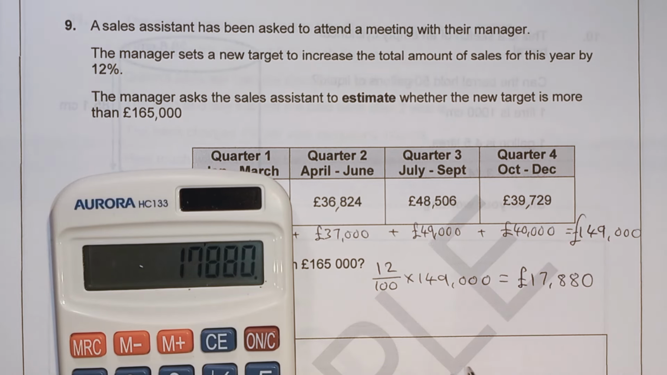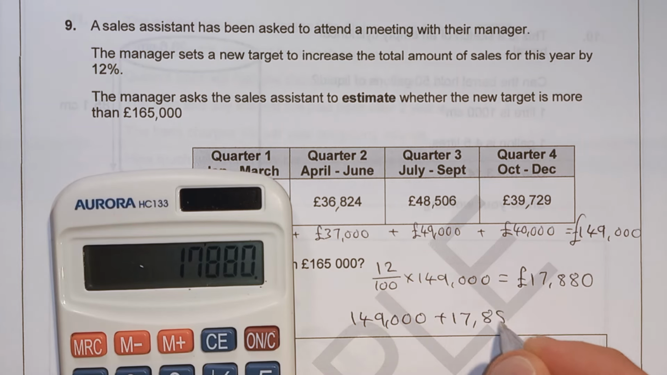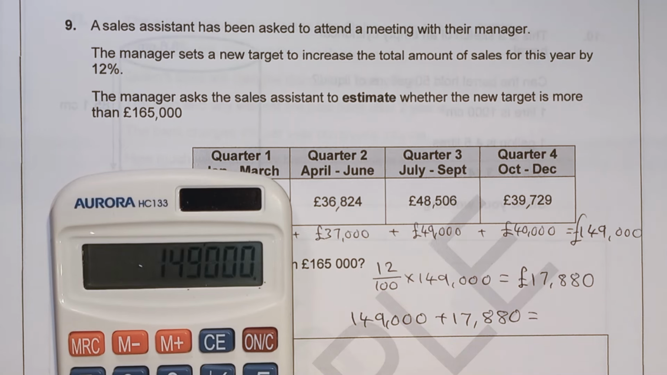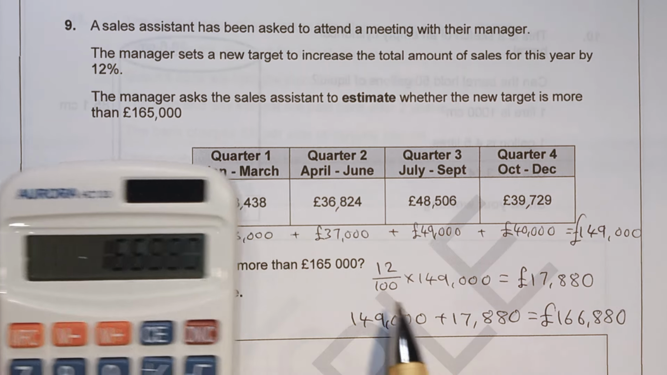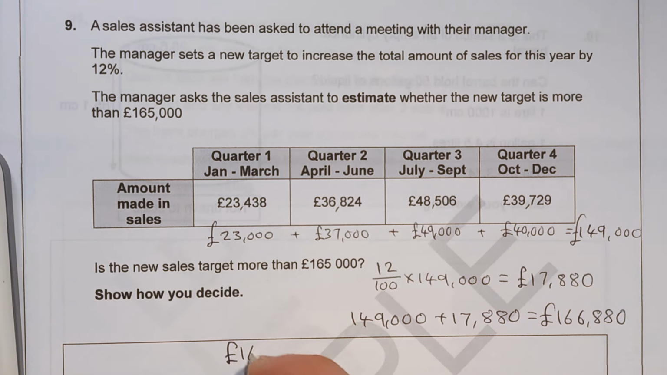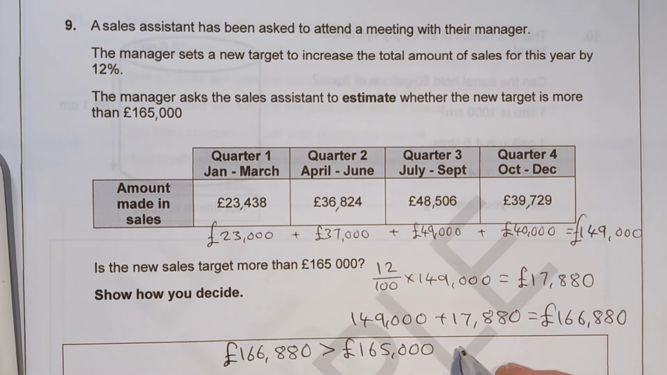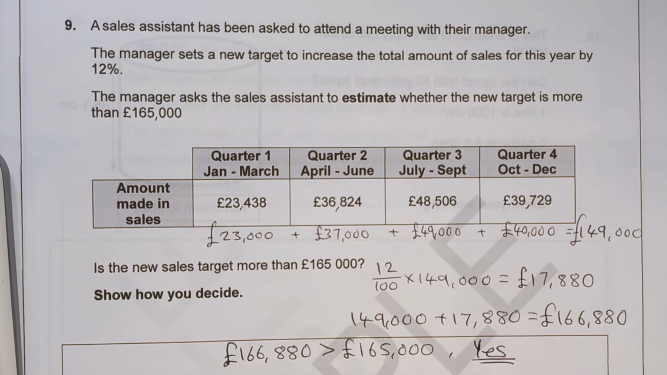17,880. Well, if we add that back on, so we've got 149,000 plus 17,880, we get 166,880. Now the manager asks the sales assistant to estimate whether the new target is more than 165,000. Well, we can say 166,880 is more than 165,000. Okay, so we can say yes, it is. Now that's just based on the estimate. The actual answer might not be, because we've had to do some rounding, but they've asked us to estimate, and based on that, that's the answer we get.